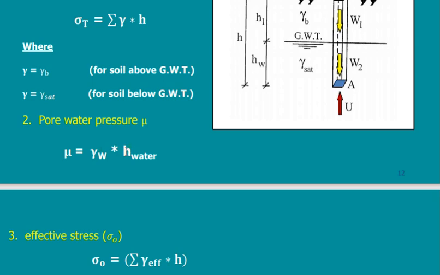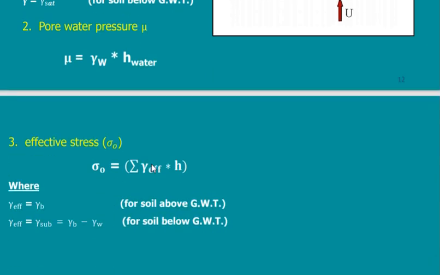That's why you usually say that gamma water is 1, so that at any location the pressure of water is equal to the depth of water. If I'm at a depth of 3 meters, then 3 meters multiplied by a gamma of 1 is also 3. So the stress of the water is also 3. So this is the pore water pressure, or the stress of water: gamma water multiplied by h of water.